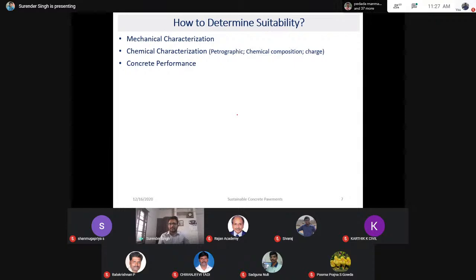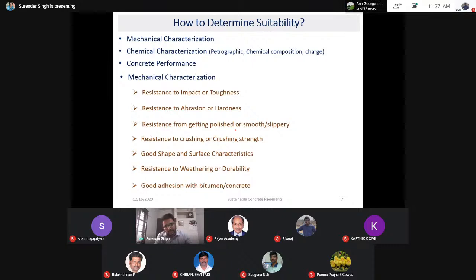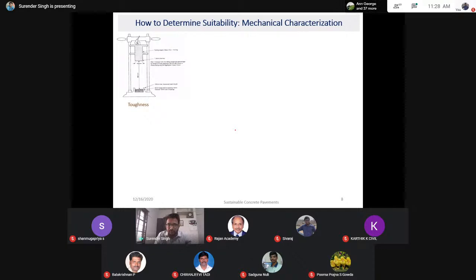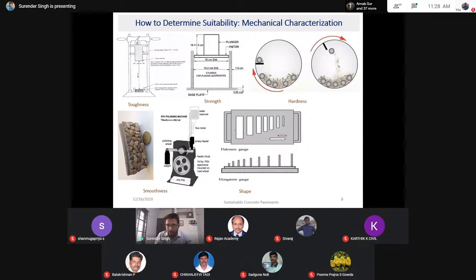So we have to first chemically and mechanically see whether the aggregate is good or not. Then only we can see whether we can use it for concrete or not. So, mechanical characterization. In the previous session also we discussed different properties: specific gravity, water absorption, toughness, strength, hardness, smoothness, flaky particles, elongated particles, and durability.